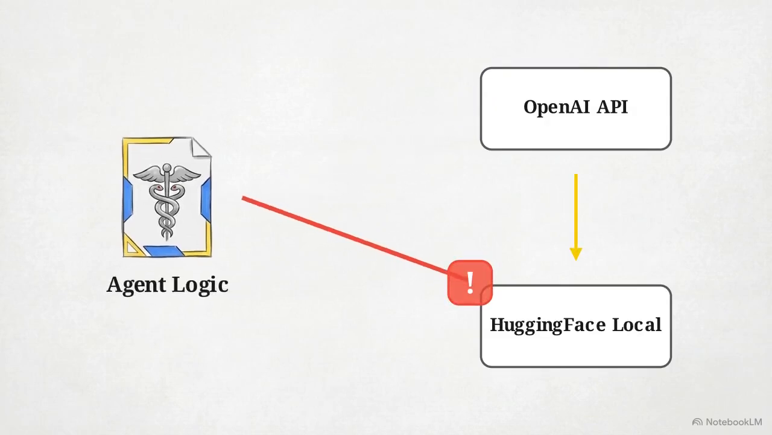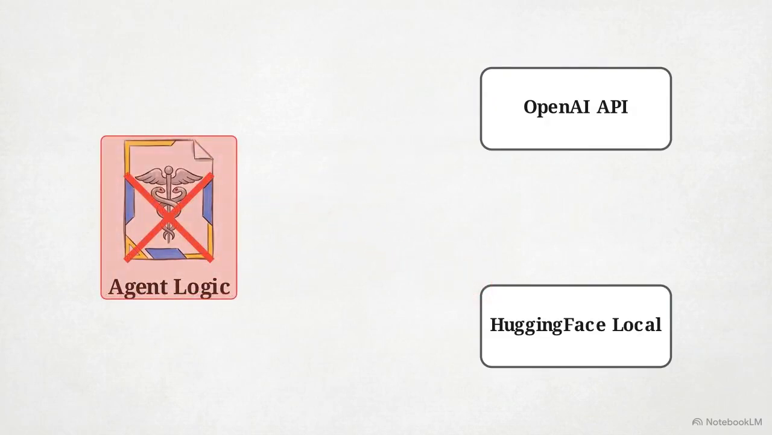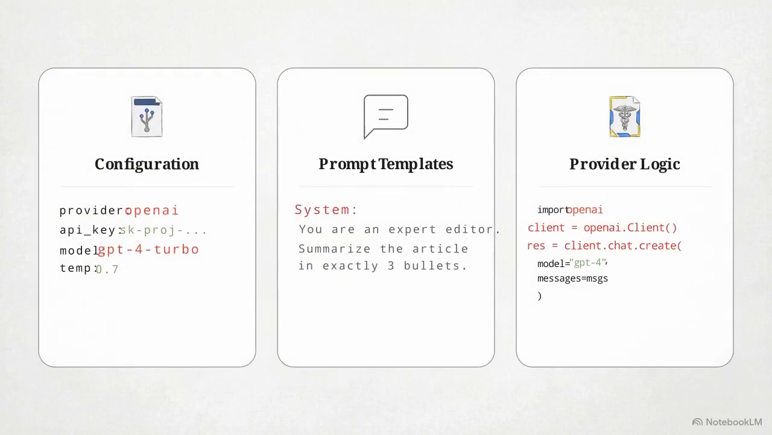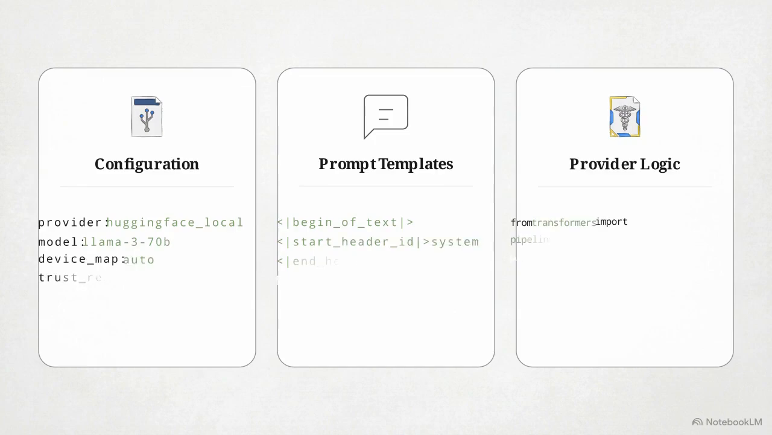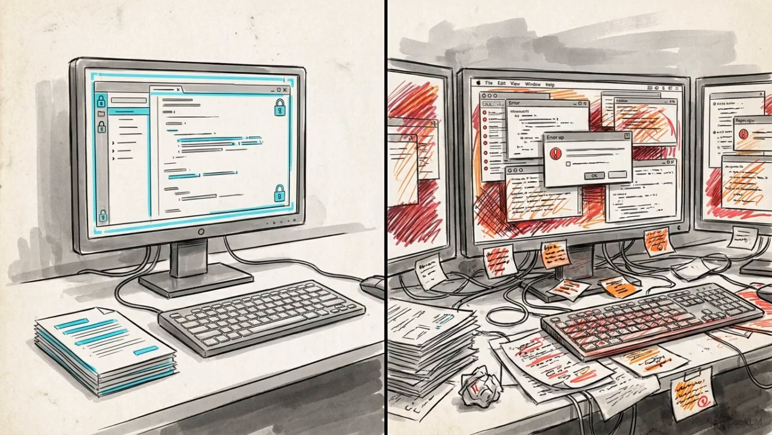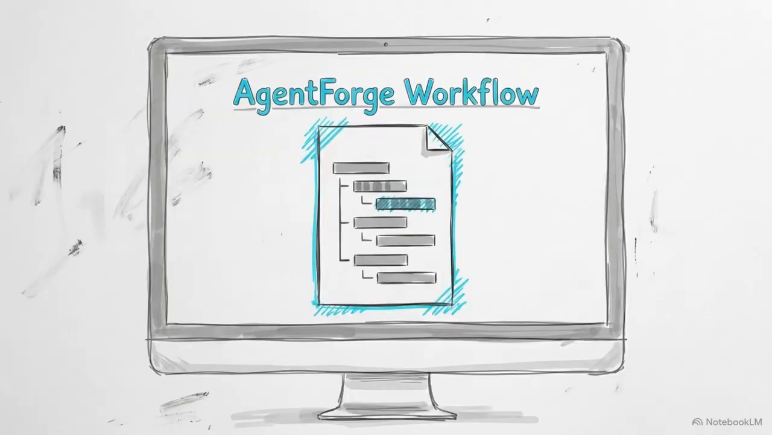If you want to switch from OpenAI to a local Hugging Face model, you have to rewrite your configurations, retune your prompts, and unpick provider-specific logic woven deep into the system. Developers are forced to choose between maintainability and control. This trade-off creates a significant bottleneck for rapid prototyping and deployment. AgentForge is a configuration-driven, modular framework engineered specifically to bypass this bottleneck and prioritize rapid prototyping.